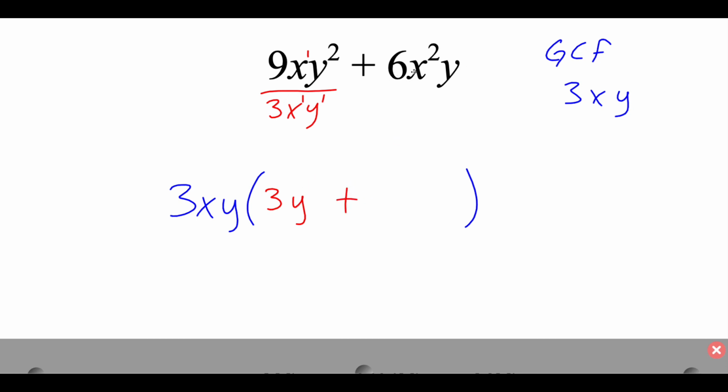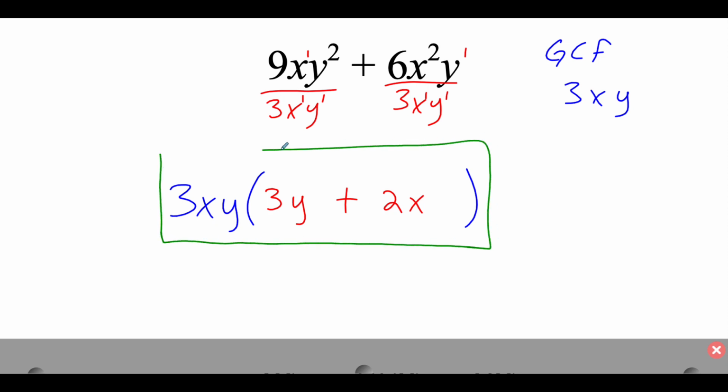Plus, now if I look at that 6x squared y, I'm going to divide it by the 3xy GCF. 6 divided by 3 is 2. If I take x squared and divide it by x to the first, subtracting those exponents, I get x to the first power. But again, I don't really need to put the first power on there. Then if I look at the y's, y to the first power divided by y to the first power, 1 minus 1 is 0. So that tells me that there are no y's attached to my final answer. So I get 3xy times 3y plus 2x.